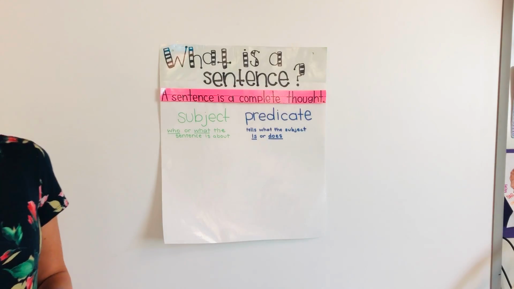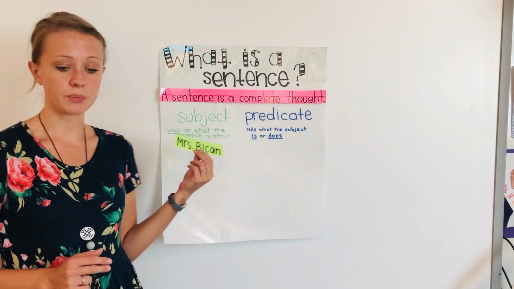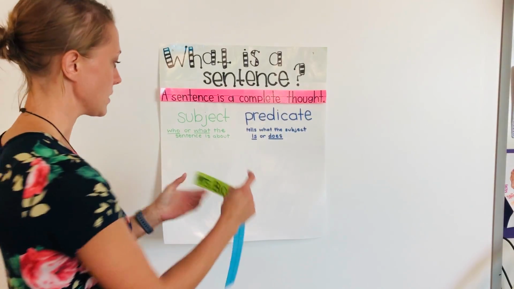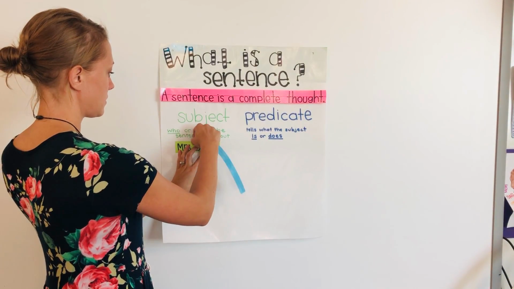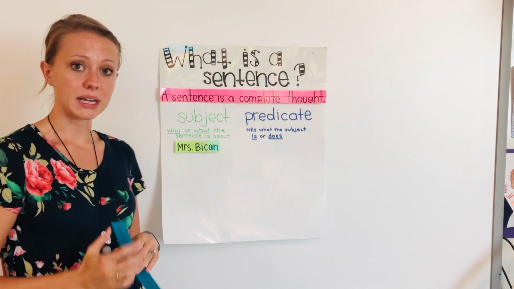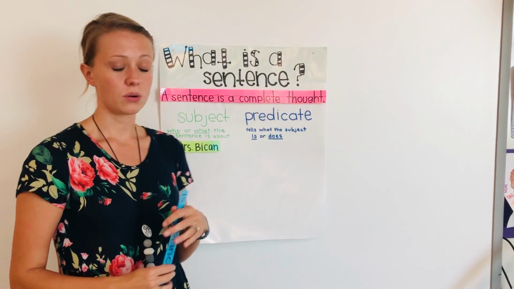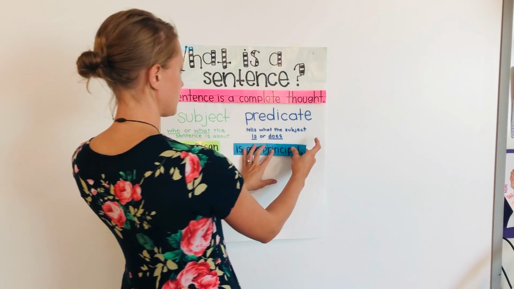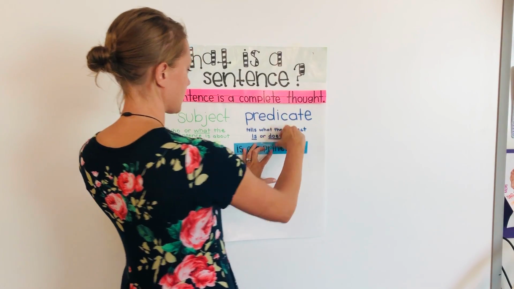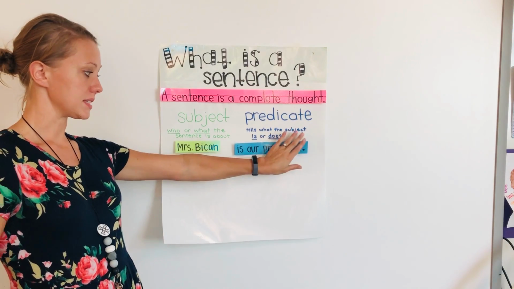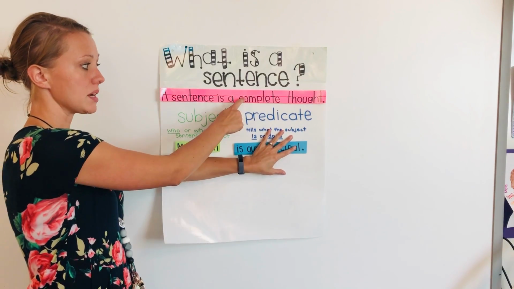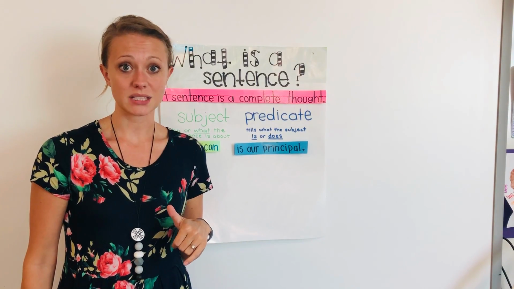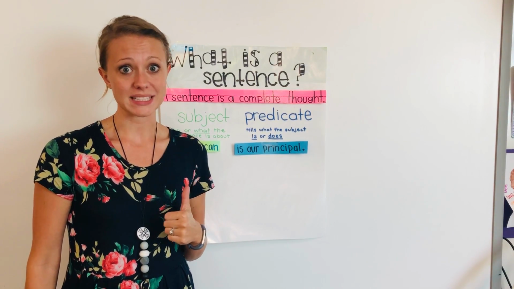Let's start with a subject. Our principal, Mrs. Biken. Mrs. Biken is who our sentence is going to be about. Now, our predicate is telling us what she does or who she is. Mrs. Biken is our principal. If I just had one section of this sentence, Mrs. Biken, that would not be a complete thought. I need both the subject and the predicate to make this thought complete and therefore create a complete sentence.